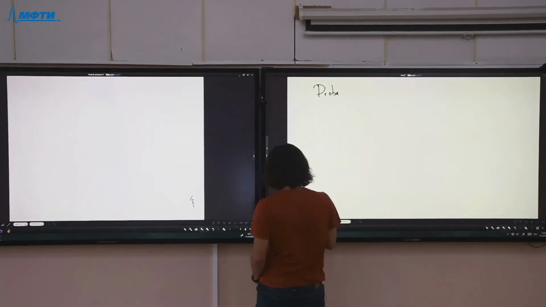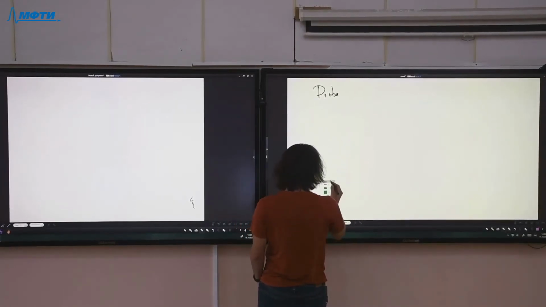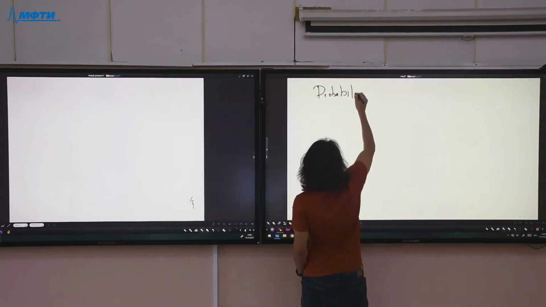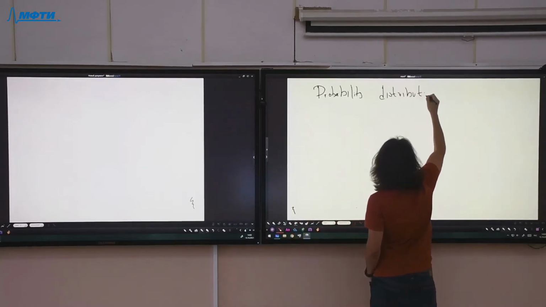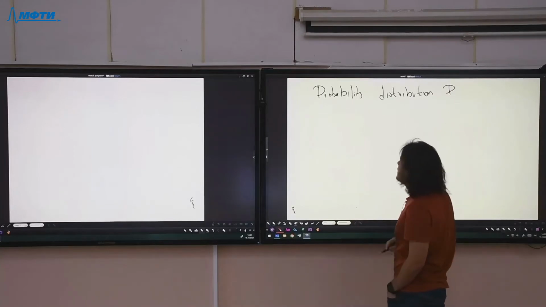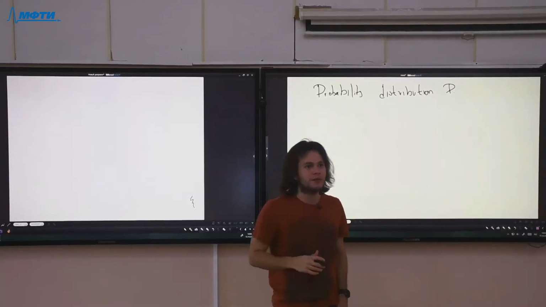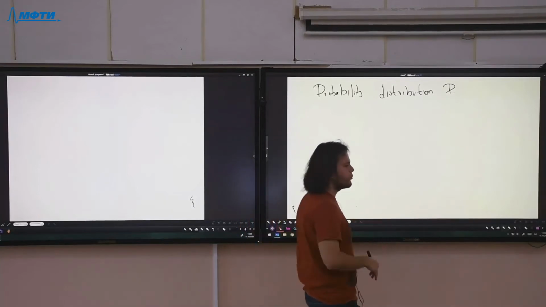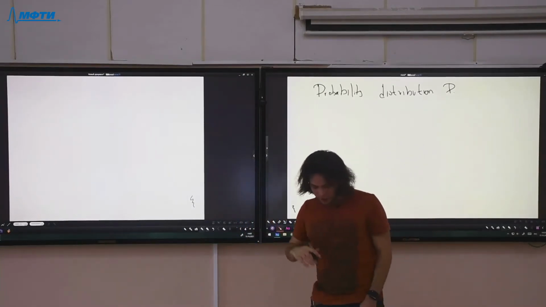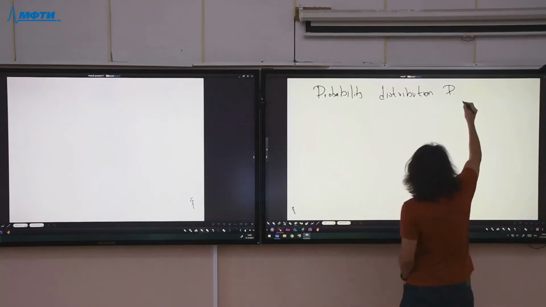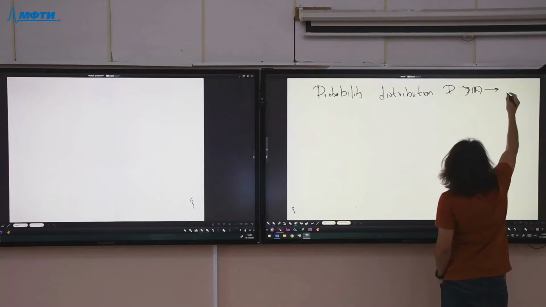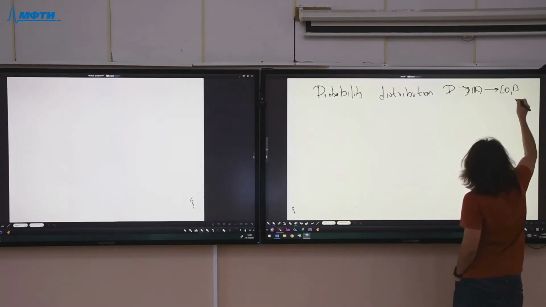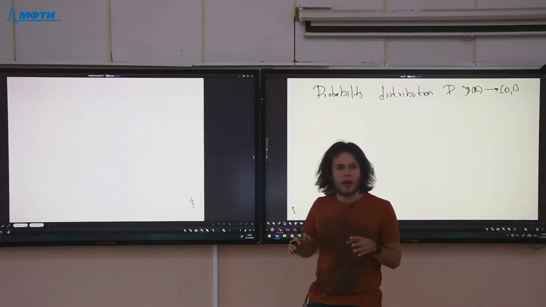A probability distribution P, right? So we've been talking about this many times. And we all know what a probability distribution is, right? So if we have a probability distribution, this is some function from the Borel sigma algebra to 0 and 1, the set of the real numbers from 0 to 1, right? So this is just the probability that we have, okay?